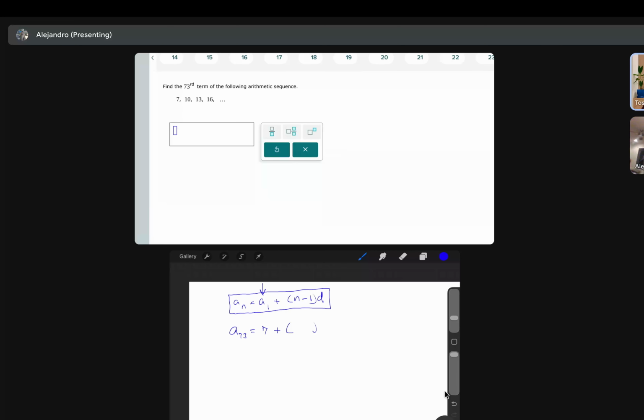Well, n, it's the same n. The n right here is the same thing as the n right there. See it? So therefore, it's n minus 1, which is 73 minus 1.